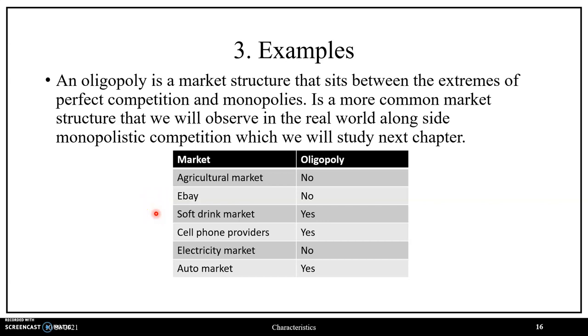In terms of soft drinks, there's only a few amount of firms in the space, such as Coca-Cola and Pepsi. They sell a differentiated good. The firms have a considerable amount of market power, and there's high barriers to entry in terms of startup costs. So we would expect that the soft drink industry would hold in terms of assumptions for an oligopoly.